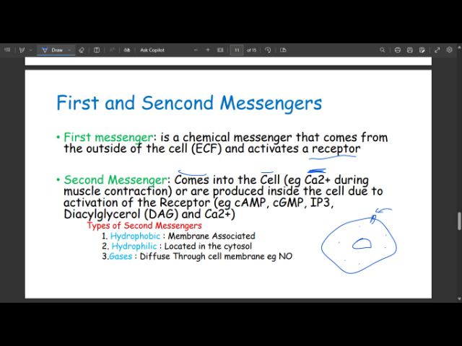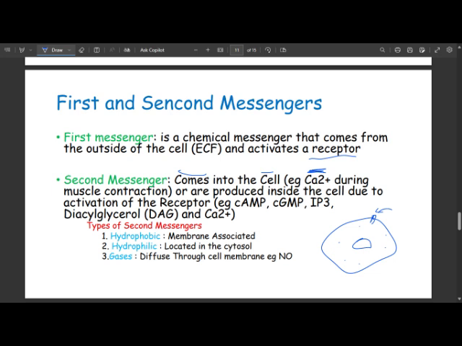So then the second messenger is produced. Okay, it's released, which is the calcium, and it goes into the inside of a cell, and it's going to cause muscle contraction one way or the other. Okay, and then we are saying there are some that are produced inside the cell.